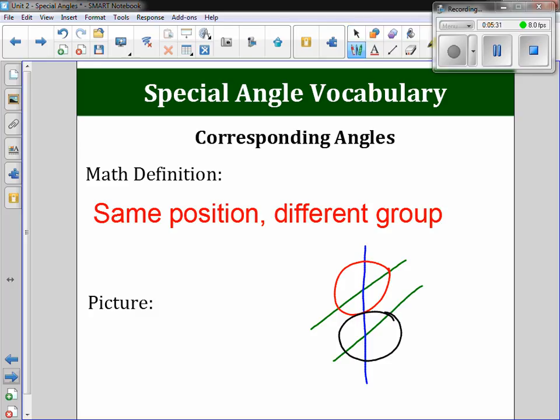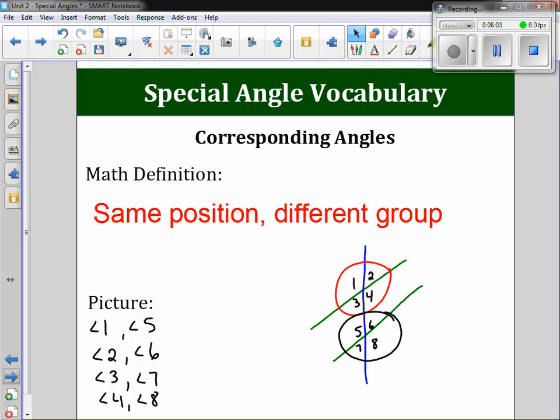If I name the angles 1, 2, 3, 4, 5, 6, 7, and 8, then I can say that angle 1 corresponds with angle 5, that angle 2 corresponds with angle 6, that angle 3 corresponds with angle 7, and that angle 4 corresponds with angle 8. If I was to take this first group in the red and relocate this down here, they would be in the exact same position, hence why they are corresponding.